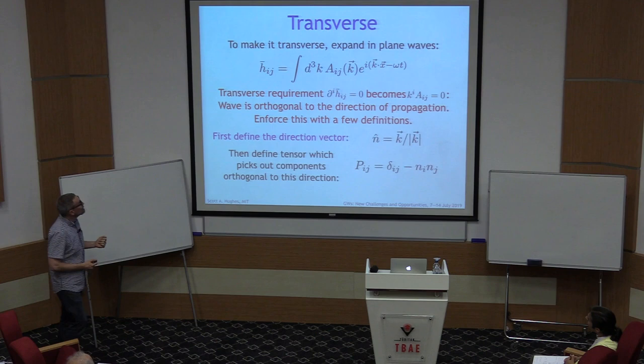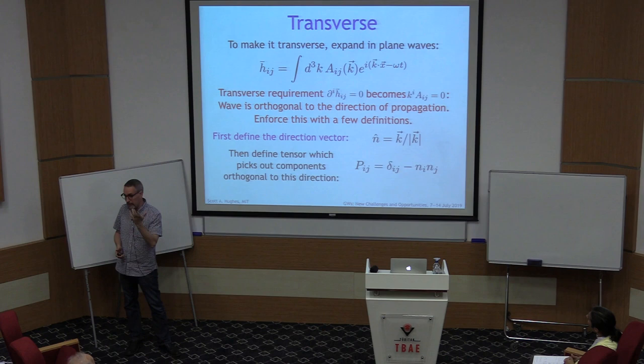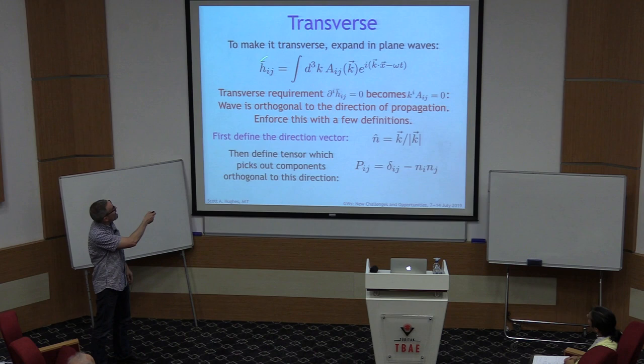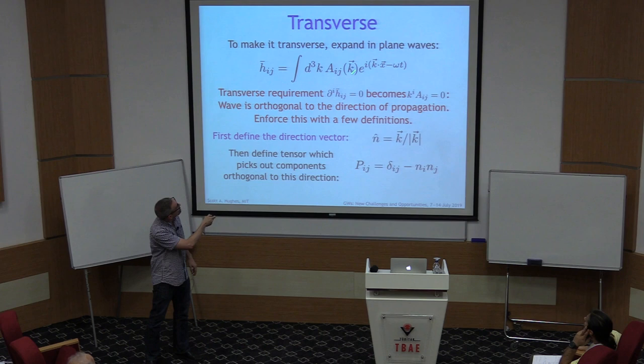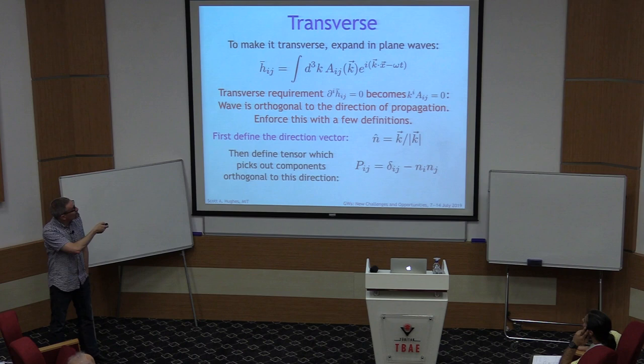I'm going to expand this thing in Fourier modes. So in particular, I'm going to expand it in plane waves like so. I'm going to imagine that my h_ij can be written as some integral over a vector wave number. There'll be an amplitude that only depends on the wave number, and then a Fourier mode form. The requirement that it be transverse is a statement that this thing's divergence vanish.